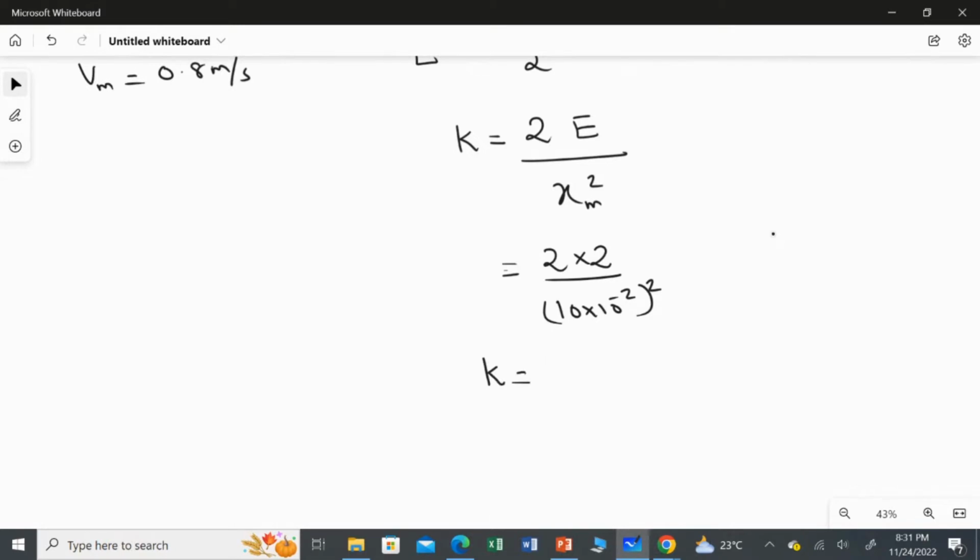So I'm going to calculate this. 2 multiplied by 2 is 4. So 4 divided by 10 multiplied by 10 power minus 2, the whole square, is 400. What's the answer? 400. What is the unit for the spring constant? Newton per meter. This is the answer for the first part. Clear?